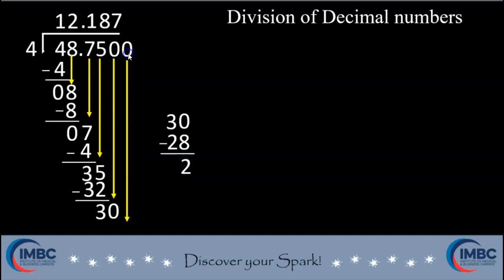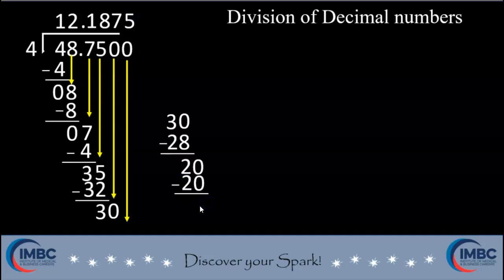Again, coming over, got to bring down my other 0. It's going to come right next to the 2 here. 4 goes into 20 5 times. 5 times 4 is 20. Do the subtraction. Remainder 0. So again, when we have a decimal in the dividend, we just move it up and do the division.